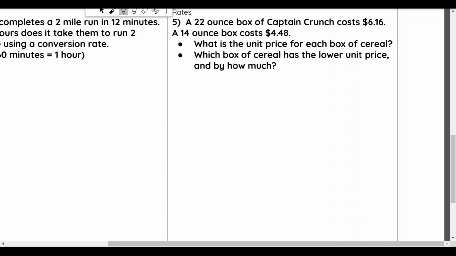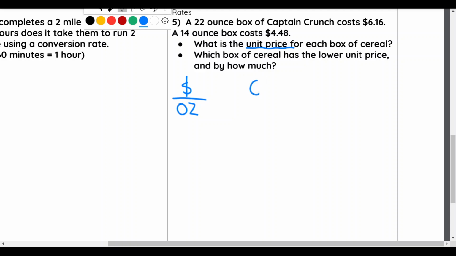A 22-ounce box of Captain Crunch costs $6.16. A 14-ounce box costs $4.48. What is the unit price for each box of cereal? When I see unit price, I instantly think of dollars per unit, and in this case we're using ounces. So dollars per ounce, which means I've got 2 different rates I'm finding here.